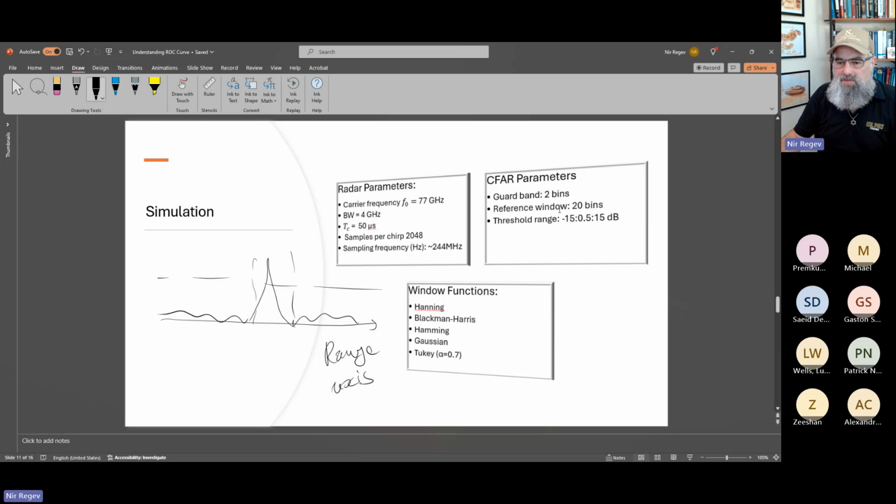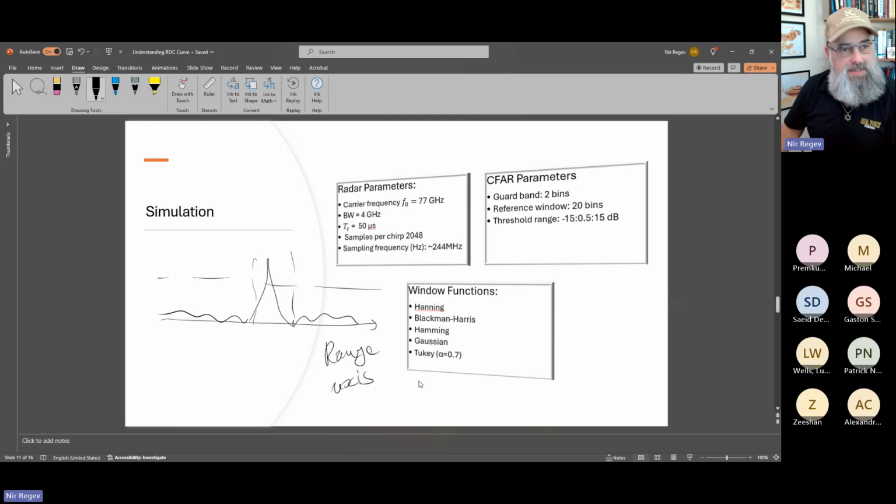So the guard is 2 beams, and the reference window is 20 beams to each side of the peak that we are using for estimating the noise level. And the threshold range is between -15 and 15 dB in 0.5 dB increments. And I am going through the motions of estimating the performance, or the AUC, the area under the curve, for the pipeline, which includes different window functions before the FFT. So Hanning, Blackman-Harris, Hamming, Gaussian, and Tukey with alpha of 0.7.